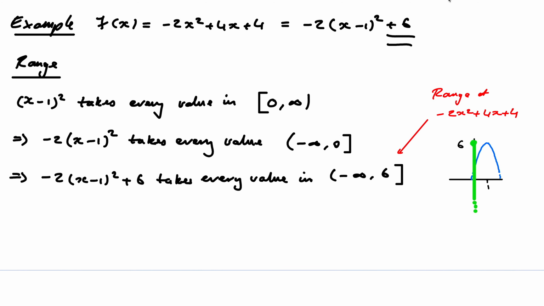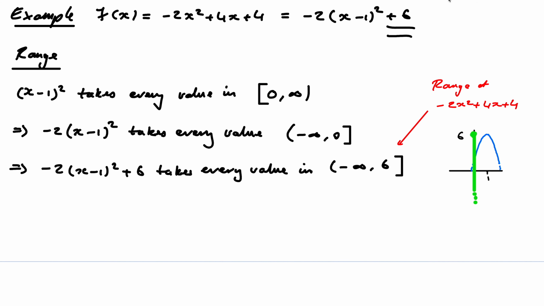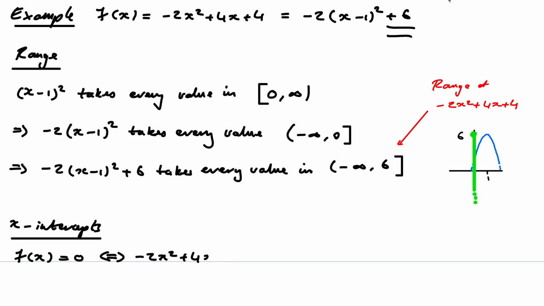Other information that's not at all obvious. What about the x-intercepts? The x-intercepts correspond to the points where you cross the x-axis. That corresponds to the zeros of the function. So let's try and find those. The x-intercepts, as I said, correspond to f of x equal to 0. This is if and only if minus 2x squared plus 4x plus 4 is equal to 0. But now, writing it in vertex form, it's minus 2 times (x minus 1) squared plus 6 is equal to 0.